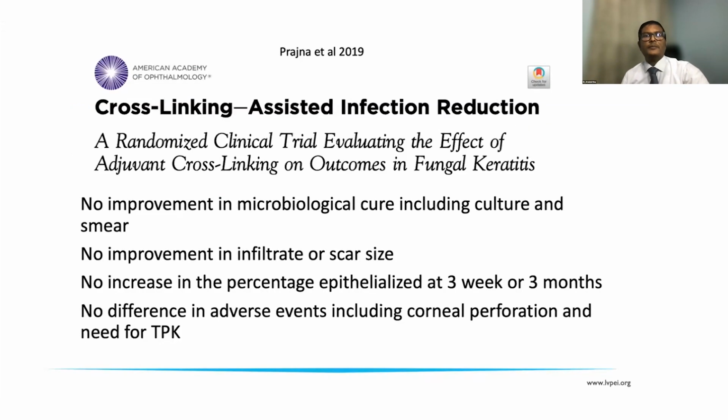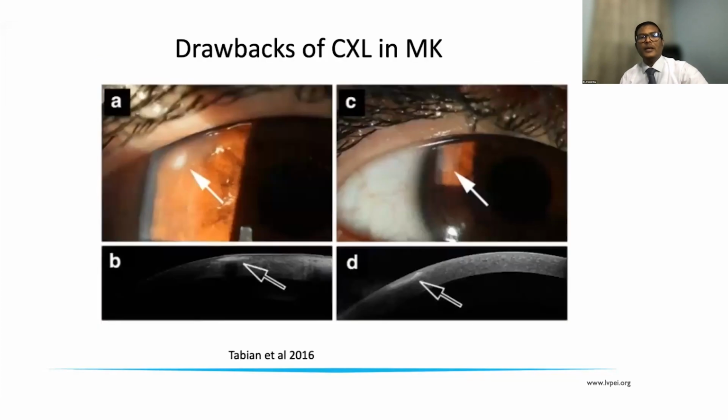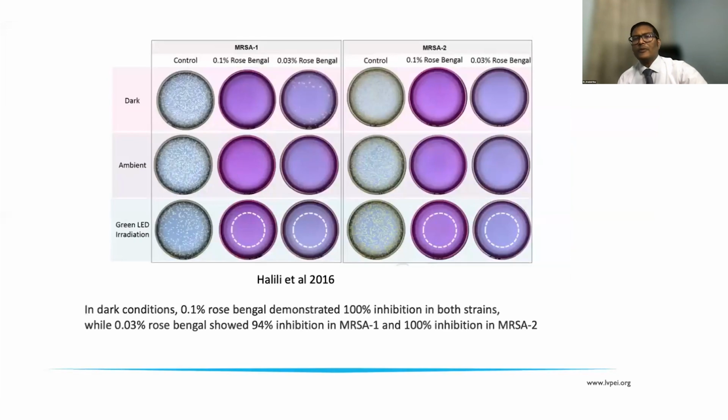And a recent study by Prajna et al. also showed that there is no improvement in microbiological cure. There is no improvement in infiltrate or scar size, and there was no increase in the percentage of epithelialization and no difference in adverse events, and the need for therapeutic PK in collagen cross-linked eyes for fungal keratitis. In bacterial keratitis, it is still used, but again, it is very variable. And while it can be used for small, tiny peripheral ulcers, for large ulcers, it may have very little implications.